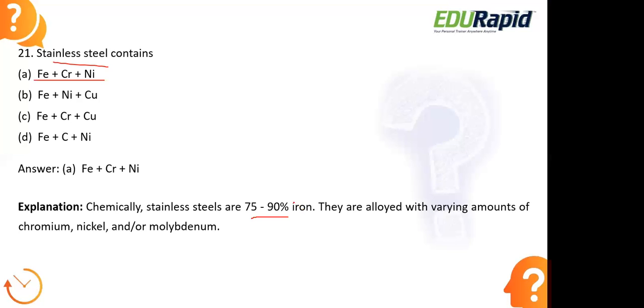Apart from this, 75 to 90% of it will be iron. The rest of the alloying metals, added to this iron in varying amounts and ratios, are chromium, nickel, as well as molybdenum. Nickel is also used in coating automobiles; they usually coat the iron with nickel to prevent corrosion. Molybdenum too. All of these are alloying metals, and we use them to make stainless steel utensils. Moving to the next question now.